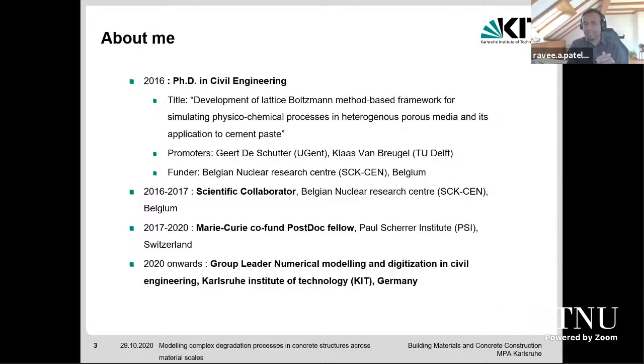As a part of this PhD, I developed, like Mohammed said, a new framework based on lattice-Boltzmann method to study such complex degradation processes, mainly focusing on physico-chemical processes. After that, I was working for 1 year, again with the nuclear research center, to further do research on pore-scale modeling related to cementitious processes, but also then focusing towards clay minerals.